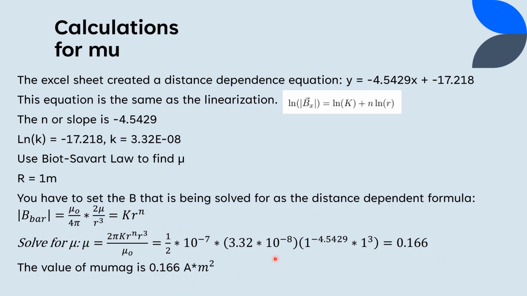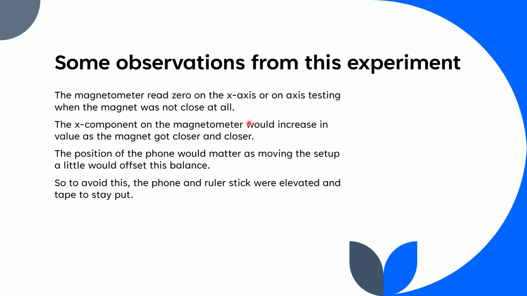Calculations are listed here. Some observations from doing this: the magnetometer read 0 on the x-axis when the magnet was not close. The x component of the magnetometer would increase as the magnet got closer. The position of the phone would matter, as moving it would change values. To avoid this, the phone and ruler stick were taped and elevated.